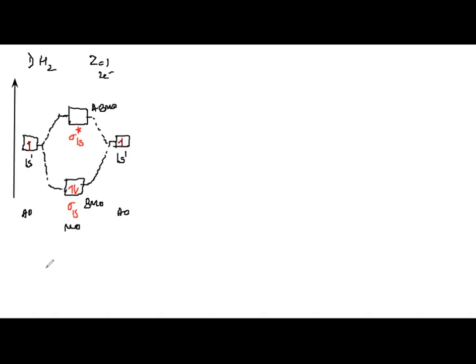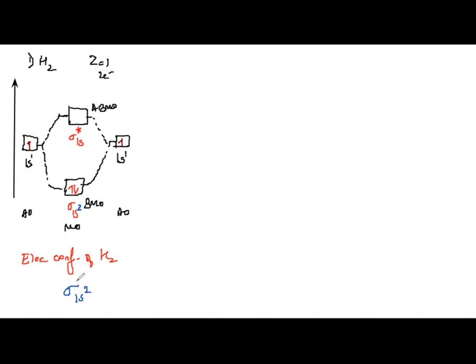Therefore, how do we write the electronic configuration? The electronic configuration of the hydrogen molecule is what? I will write it as sigma 1s with the 2 electrons. Therefore, I'll mention here sigma 1s 2. Sigma 1s with 2 electrons. So this is the configuration for the hydrogen molecule.